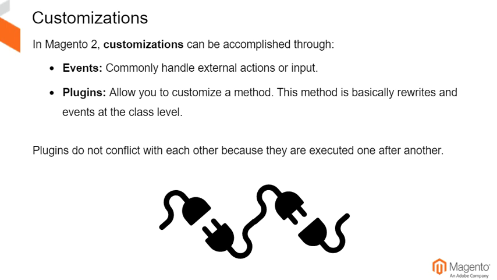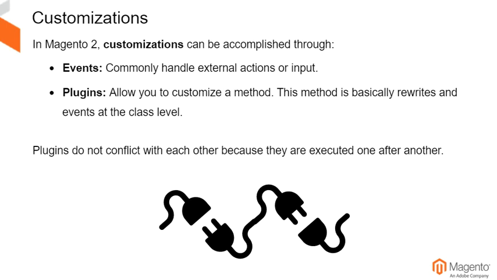In Magento 2, customizations can be accomplished through events and plugins. Events are the implementation of a well-known development pattern, Event Observer. Events are covered in detail in the next module. Plugins allow you to customize a single method. This process is basically rewrites and events on a method level.